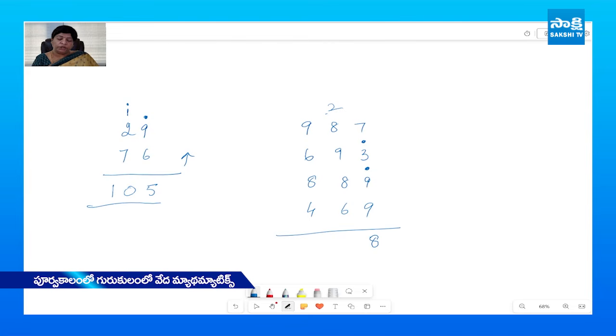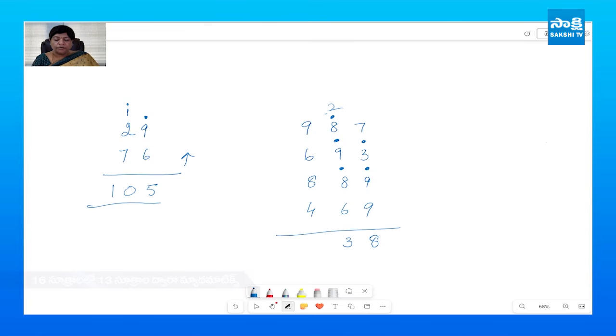6 plus 8 is 14, so dot plus 4. 4 plus 9 is 13, so dot plus 3. 3 plus 8 is 11, so dot plus 1. 1 plus 2 is 3. 3 dots, there's a carry of 3. 8 plus 4 is 12, dot plus 2. 2 plus 6 is 8. 8 plus 9 is 17. 7 plus 3 is 10. So 0, 1, 2, 3. 3 dots, 3 carry. So this is my sum.